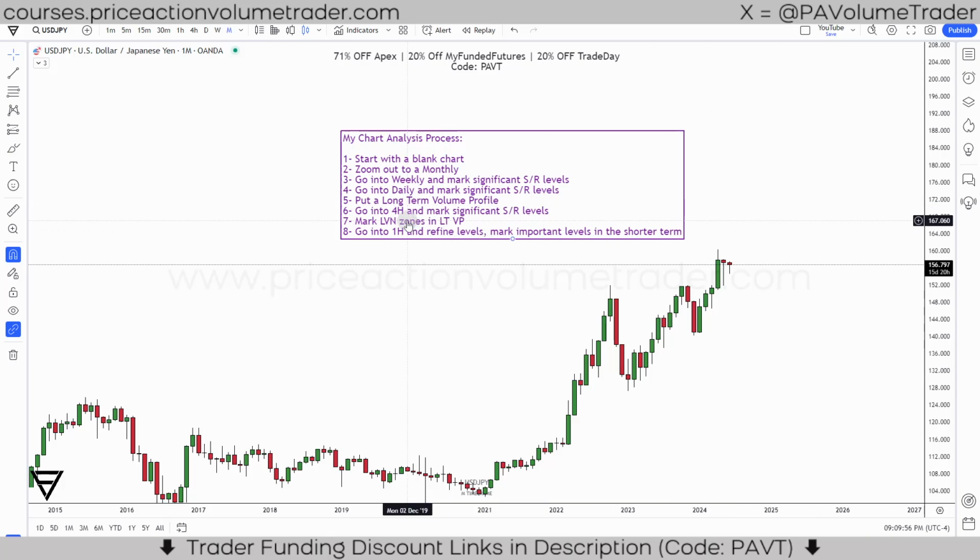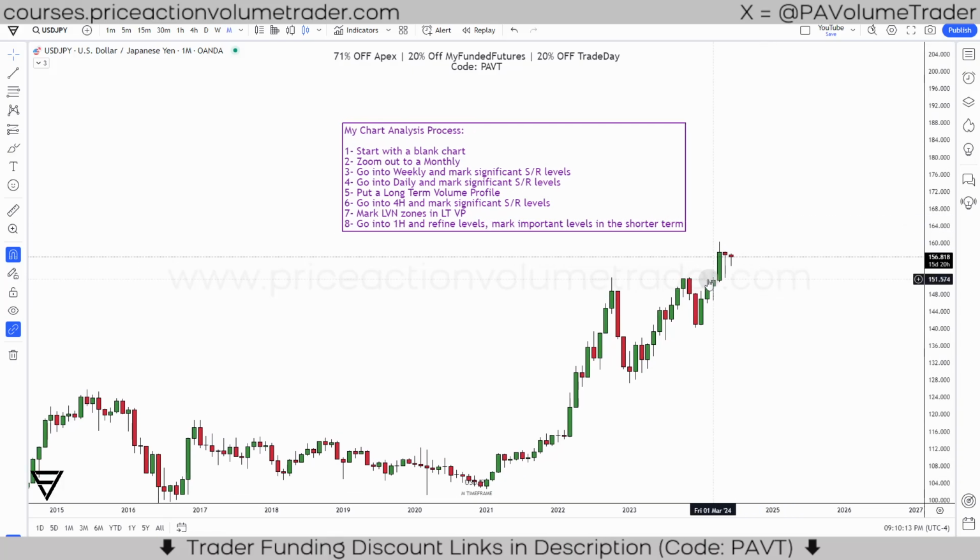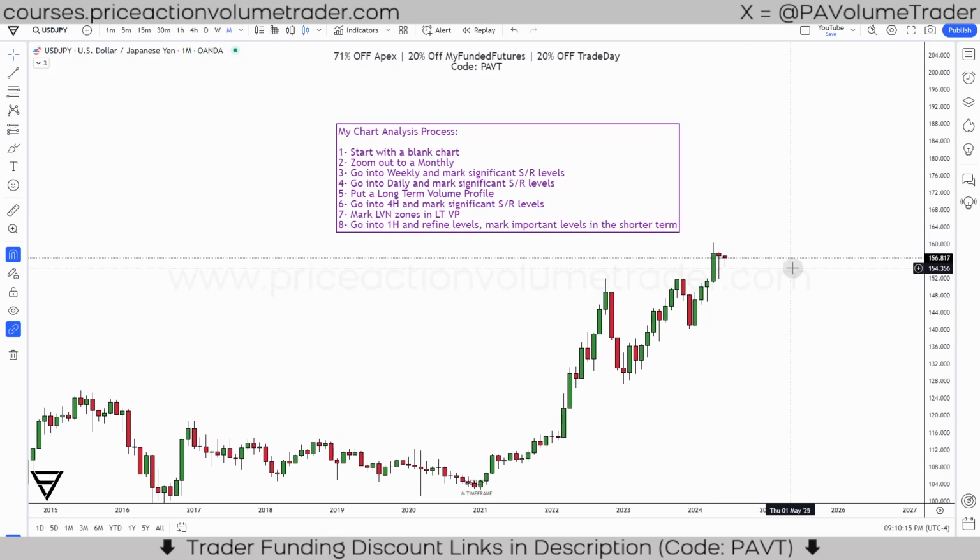Then I'll drill down into the 4-hour and mark the support resistance levels again on the 4-hour chart. Then I'll mark my low volume node zones in the long-term volume profile, and finally I'll drill down into a 1-hour, where I refine my levels and mark any demand supply block areas, order blocks, and any gaps or significant moves. The hourly is the time frame I will reference the most when I'm day trading.